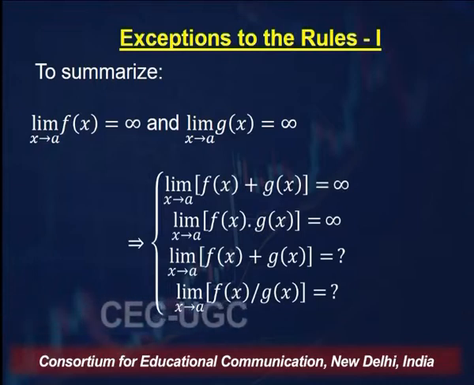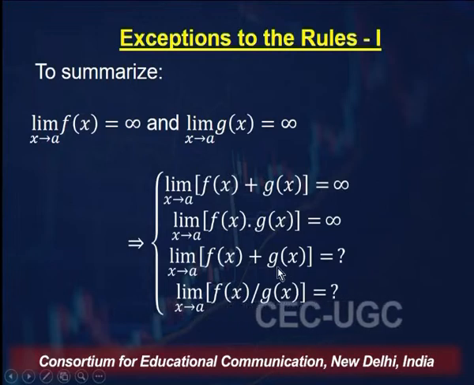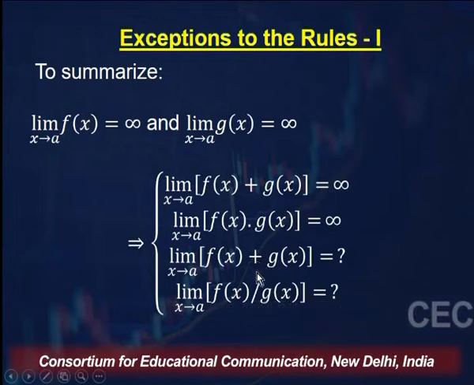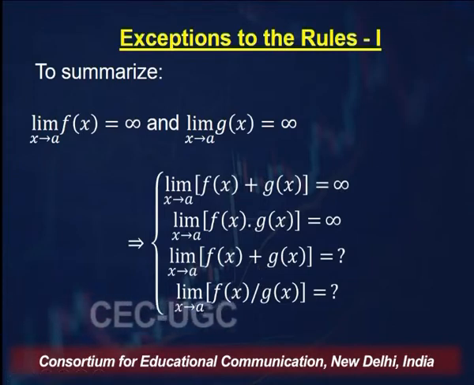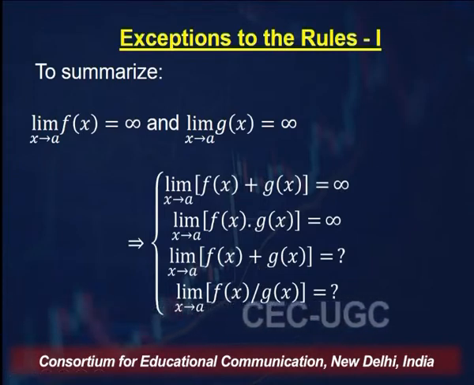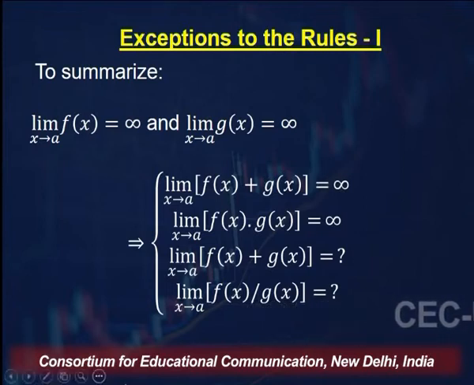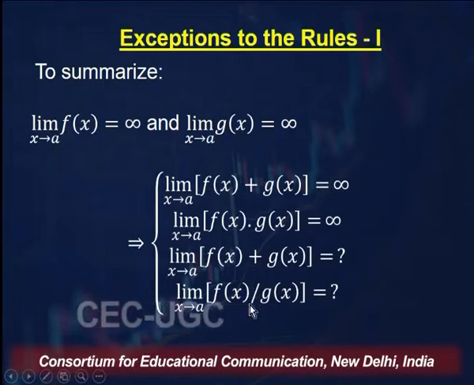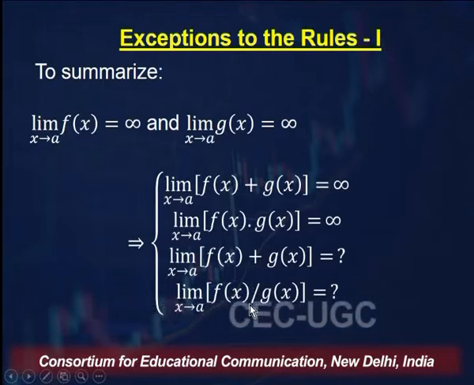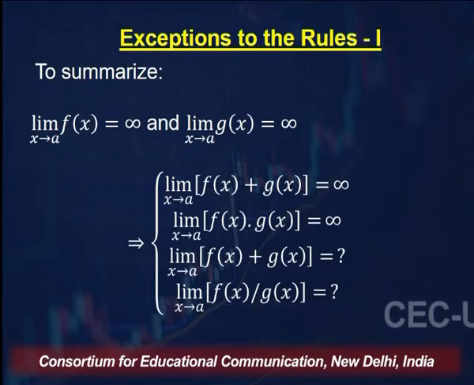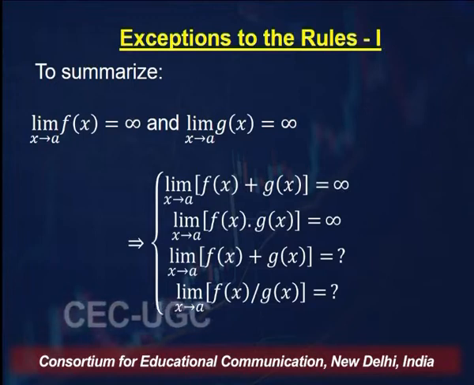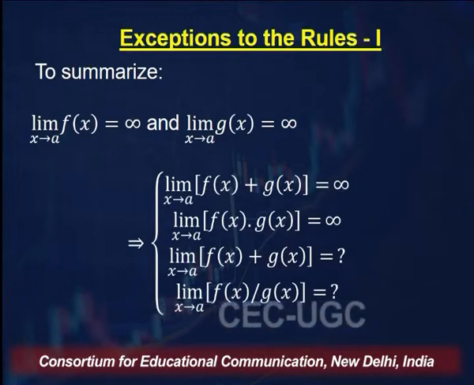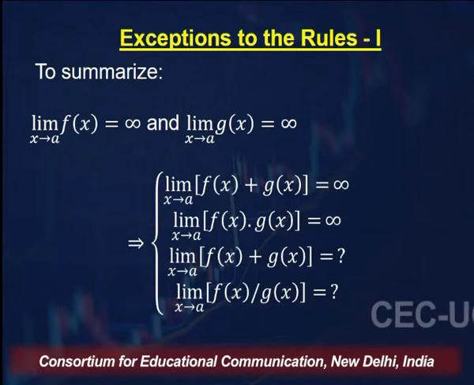The problem actually happens when we look at, this third one should be a minus in between. So the problem comes up when we look at the limit of the difference of two functions, f and g, or we look at the limit of f of x divided by g of x, because the result in these two cases will depend on how fast the functions f and g move relative to each other, and how fast they shoot off to infinity relative to each other. That will then determine the result.